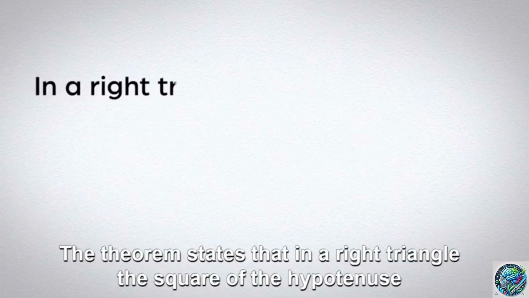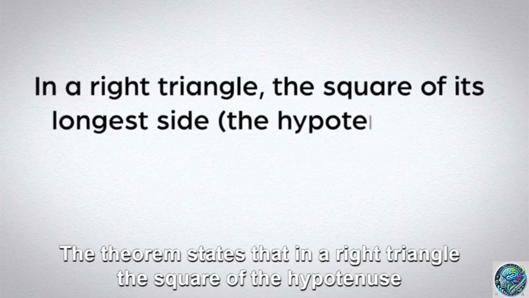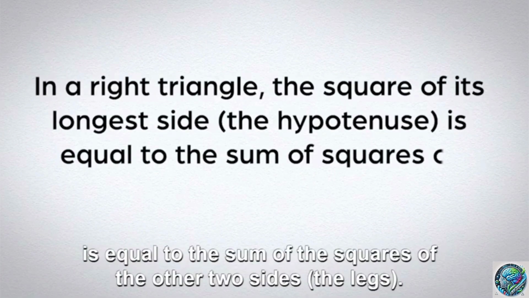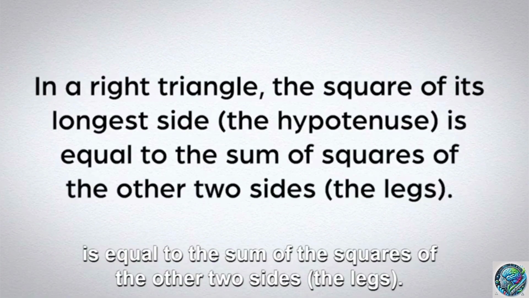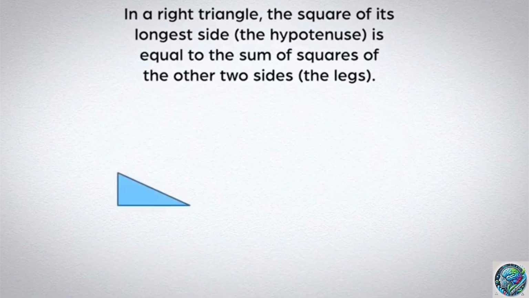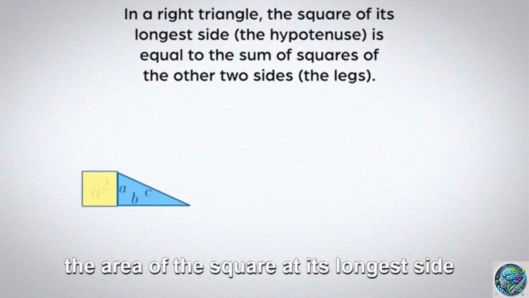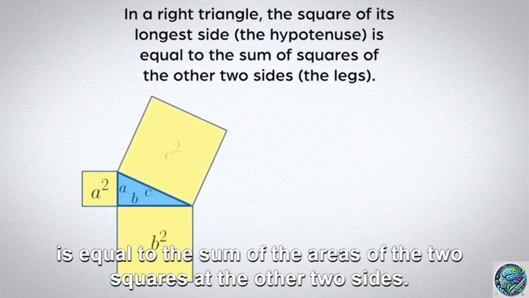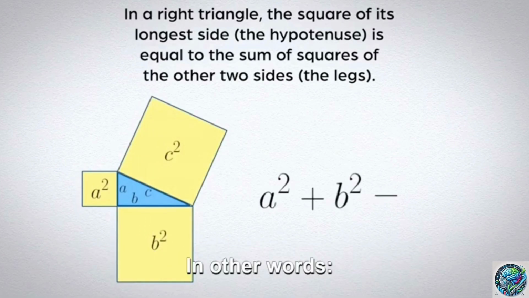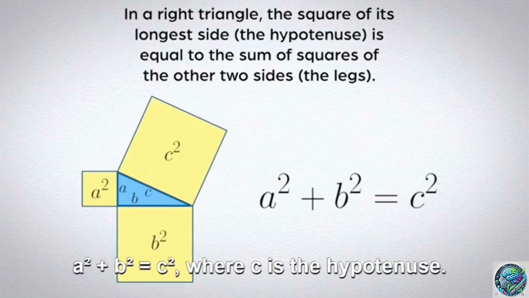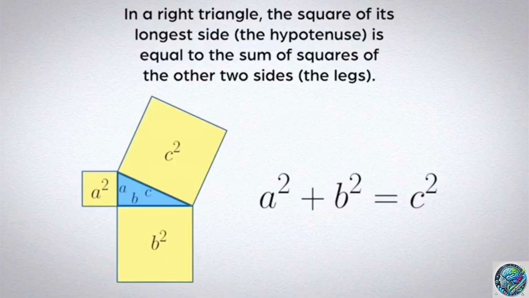The theorem states that in a right triangle, the square of the hypotenuse is equal to the sum of the squares of the other two sides, the legs. So, if a triangle is a right triangle, the area of the square at its longest side is equal to the sum of the areas of the two squares at the other two sides. In other words, a squared plus b squared equals c squared, where c is the hypotenuse.